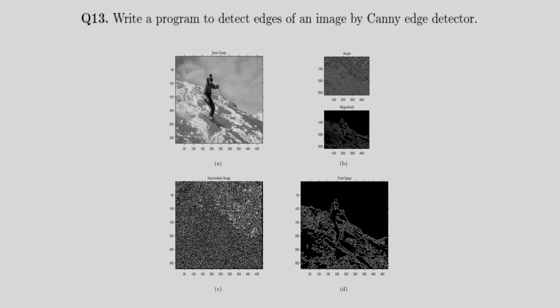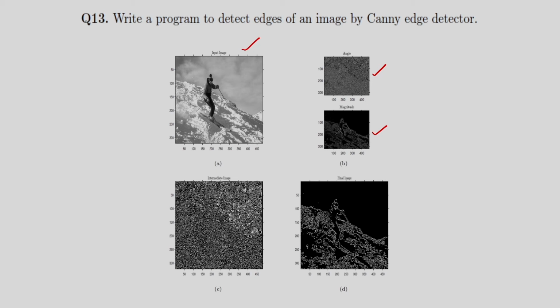Question number 13. Write a program to detect edges of an image by Canny edge detector. So this problem is the detection of the edges by Canny edge detector. So here I am showing the input image. For Canny edge detection, first I have to do the Gaussian blurring, that is the image is convolved with the Gaussian, that means the noises are removed, and after this I have to determine the gradient magnitude and also the orientation, that is the direction of the edge normal. Here you can see I am determining the gradient magnitude and also the orientations, that is the direction of the edge normal.